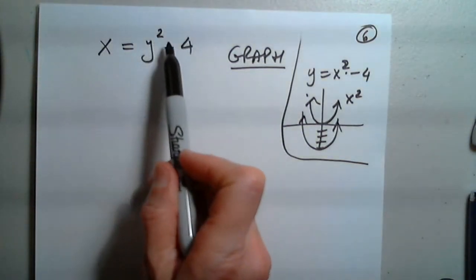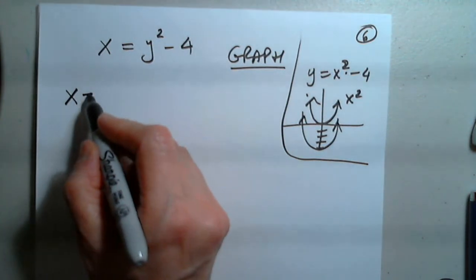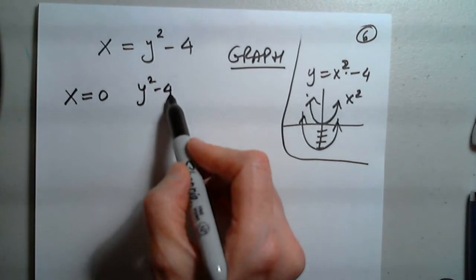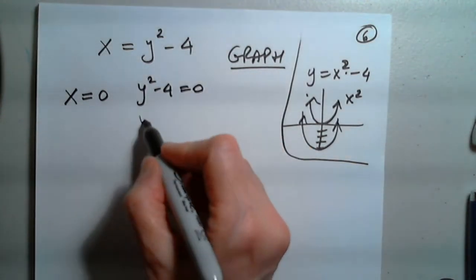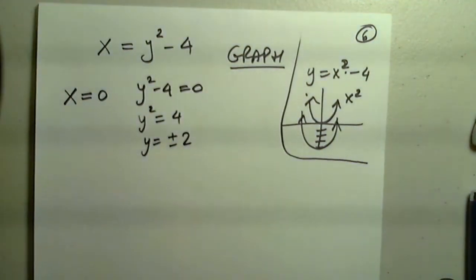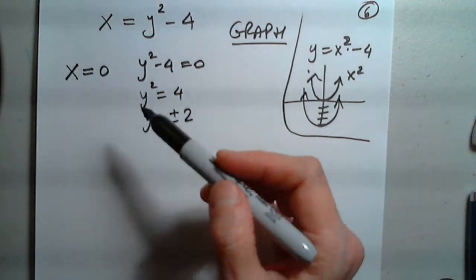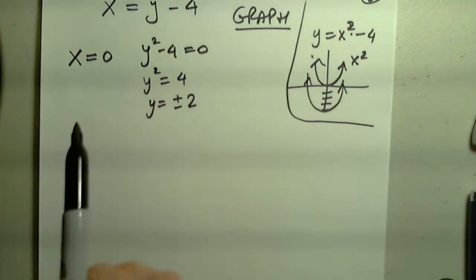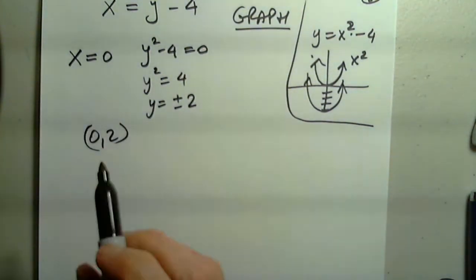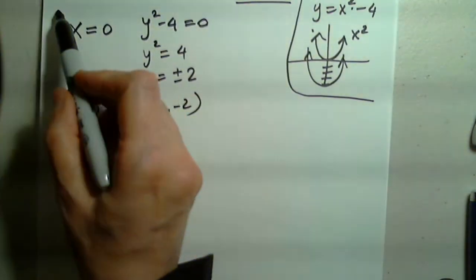Because I have x equals y squared minus 4. I still have to find the x and y intercepts. When x is 0, I have y squared minus 4 equals 0. And we talked about this equation at the beginning of the class. So I have y equals plus or minus 2. But not because the square root of 4 is plus or minus 2. It's for another reason from the left-hand side. So I have 2 points right now. 0, 2. And 0, negative 2. So that's the first thing.